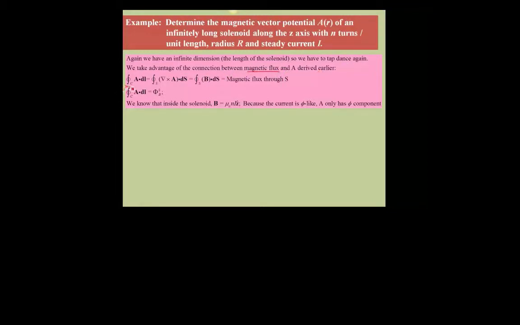Remember, if we take the line integral of A around a closed curve C, which is equal to the surface integral by Stokes' theorem of the curl, which is equal to the flux of B, then we get this relationship here. So I'm just repeating that argument. Well, we know what B is inside. It's a constant field in the z-hat direction. And because the current is phi-like, so it goes around the cylinder in the phi direction, A only has a phi component. Remember, A is going to be in the direction of the current.